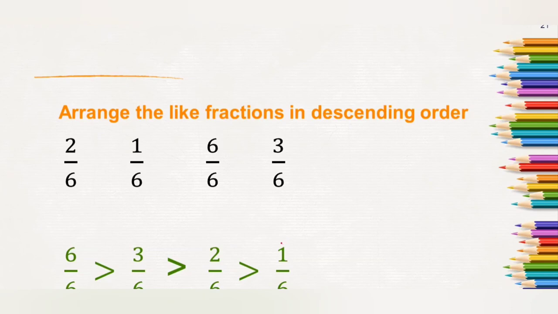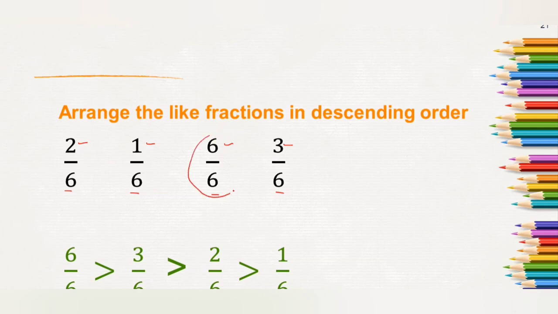Here, we will compare the fractions and arrange them in descending order. What is descending order? From the greatest to the smallest. As these are like fractions, the denominators are the same and you need not worry about the denominator. You have to just compare the numerators. Here it is 2, 1, 6, 3. So, the greatest number is 6.